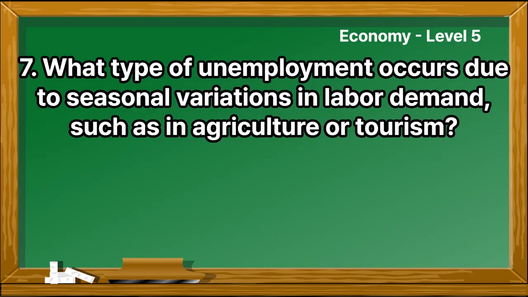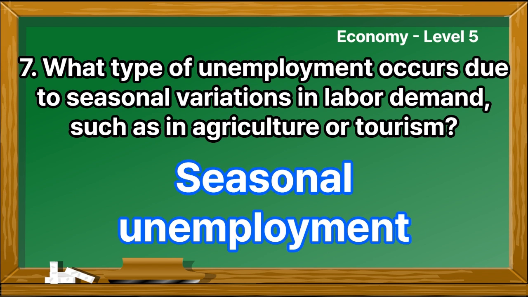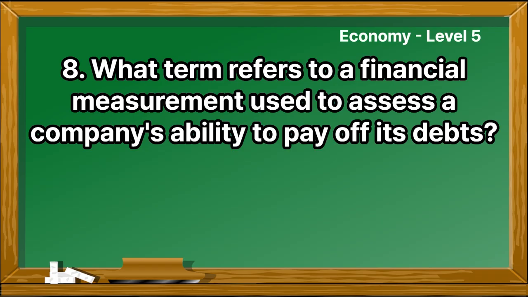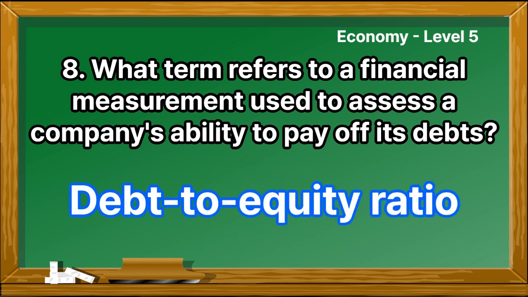What type of unemployment occurs due to seasonal variations in labor demand, such as in agriculture or tourism? Seasonal unemployment. What term refers to a financial measurement used to assess a company's ability to pay off its debts? Debt-to-equity ratio.